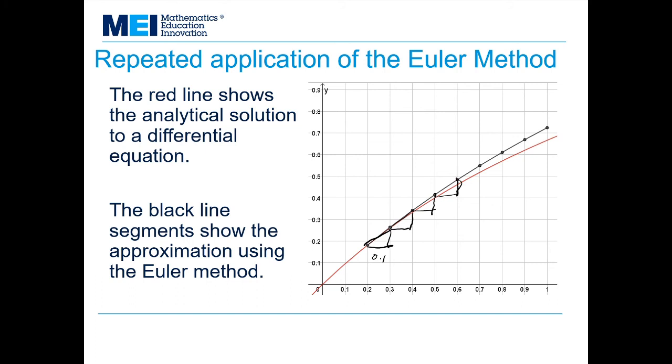And to start off with, you can see that I'm pretty close to the actual solution line. But by the time I get to x equals 1, I've already got quite a gap between my approximation using the Euler method and the actual solution. So one thing that I could do is reduce the size of h. So instead of taking a step size of 0.1, I could take a smaller step size, and that would give me a better approximation.